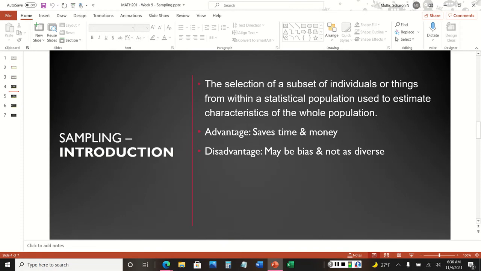Okay, talking about sampling. Sampling is the selection of a subset of things or individuals from a particular population used to estimate characteristics of the whole population. An example of this would be Bryant and Stratton School. You have a school with students in it.